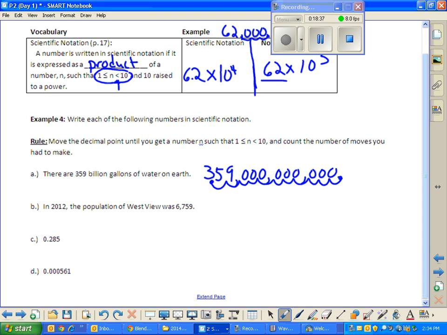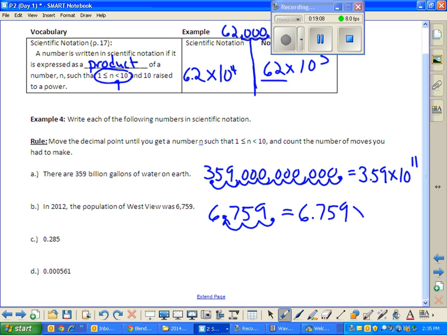11 times is how many times I move that. So this number can be written as 3.59 times 10 to the 11th power. I looked up the population of Westview in 2012 was 6,759 people. So if I wanted to figure out what that number was in scientific notation, I'd move it 1, 2, 3 spaces to the left. This is going to be 6.759 times 10 to the 3rd power.